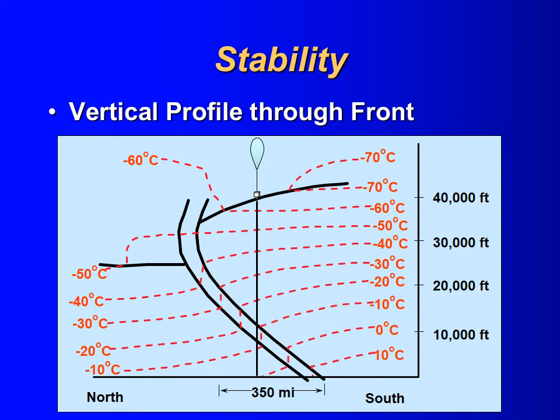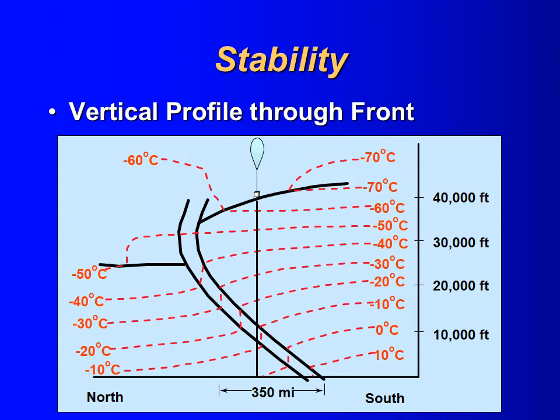Here we have a cross-section of the atmosphere. The red lines represent isotherms. We showed this in another video, looking at how temperature changes as you go from the south to the north. Of course, the black lines represent the frontal zone, and we talked about how rapidly the temperature changes across a frontal zone as you go horizontally. In this video, we're going to look at the vertical.